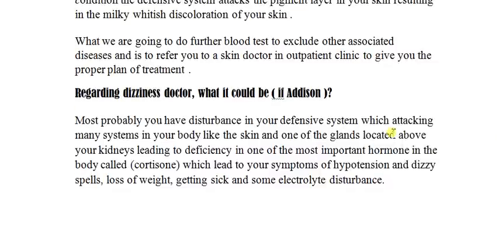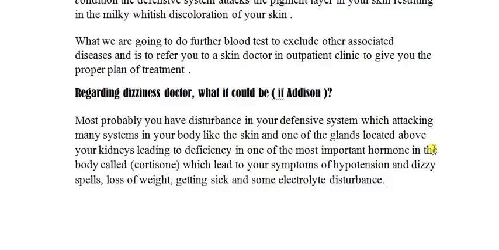Okay, if the case is Addison associated with vitiligo, for example, the patient is complaining of dizziness or dizzy spells or loss of consciousness, and he has positive data of Addison disease or positive symptoms and signs, so most probably you have disturbance in your defensive system which is supposed to attack the bugs and protect your body. In your condition, it attacks your skin and the gland located above your kidneys, leading to deficiency of one of the most important hormones in your body called cortisol, which leads to symptoms of hypotension, dizzy spells, loss of weight, feeling sick, and electrolyte disturbance.